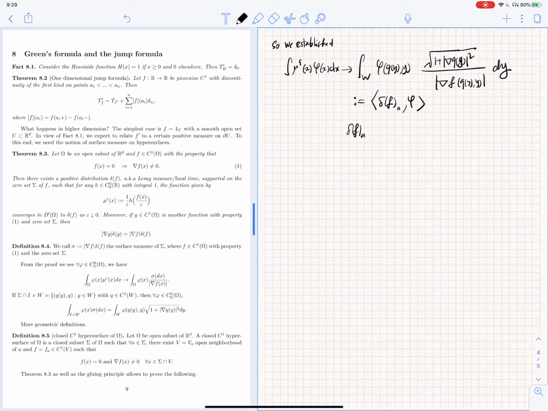It follows that we find the limit, also a positive distribution, on V_A. So this is our local solution, our local convergence of the family mu epsilon on any open set inside omega.